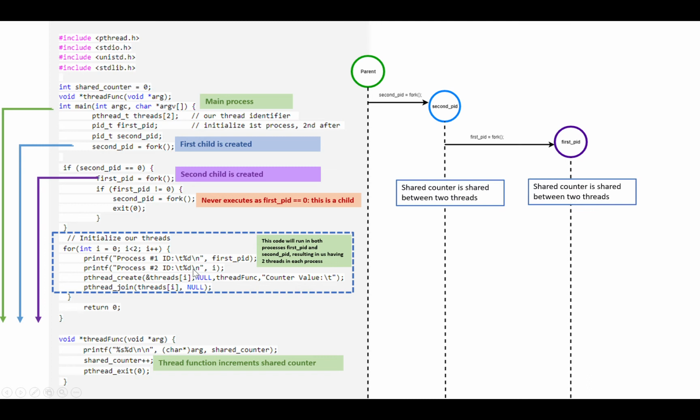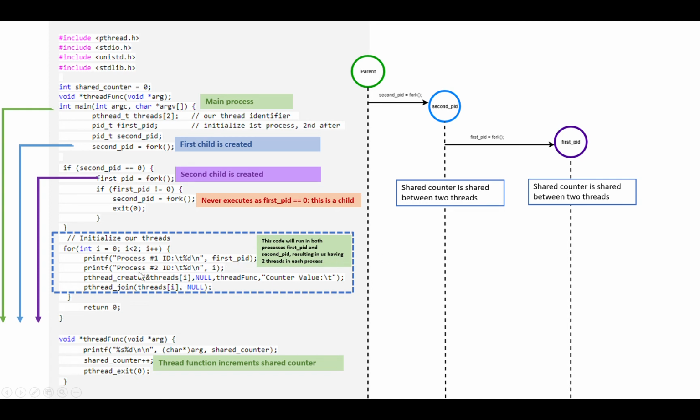Now, being that in the pthread_create function, we are using our thread function, we are working with a global variable, shared counter. Shared counter is going to be shared between both threads inside of each process. However, the distinction is each process will have a copy of a shared counter variable. And both threads inside of each process will be sharing that copy.